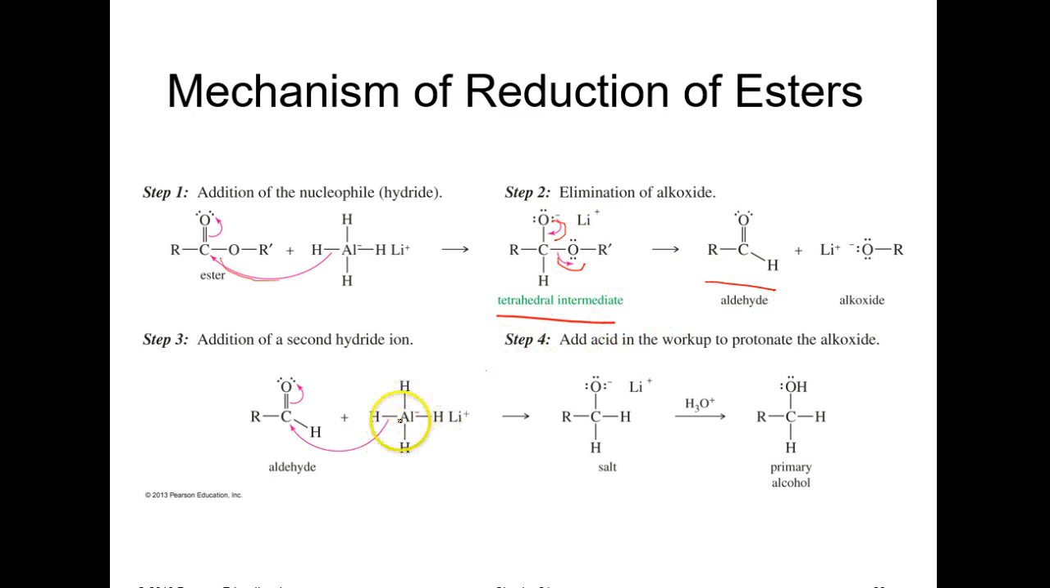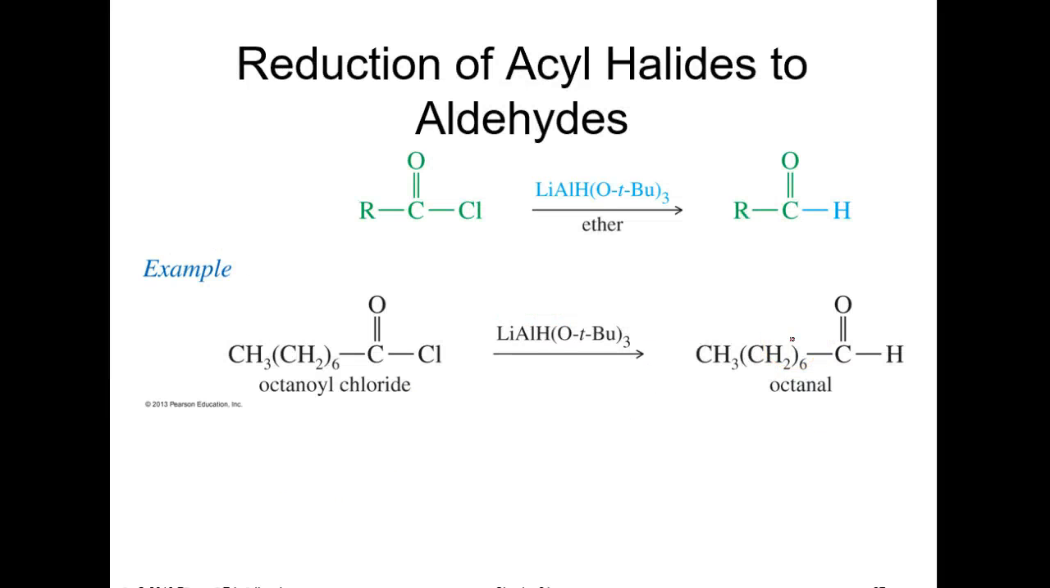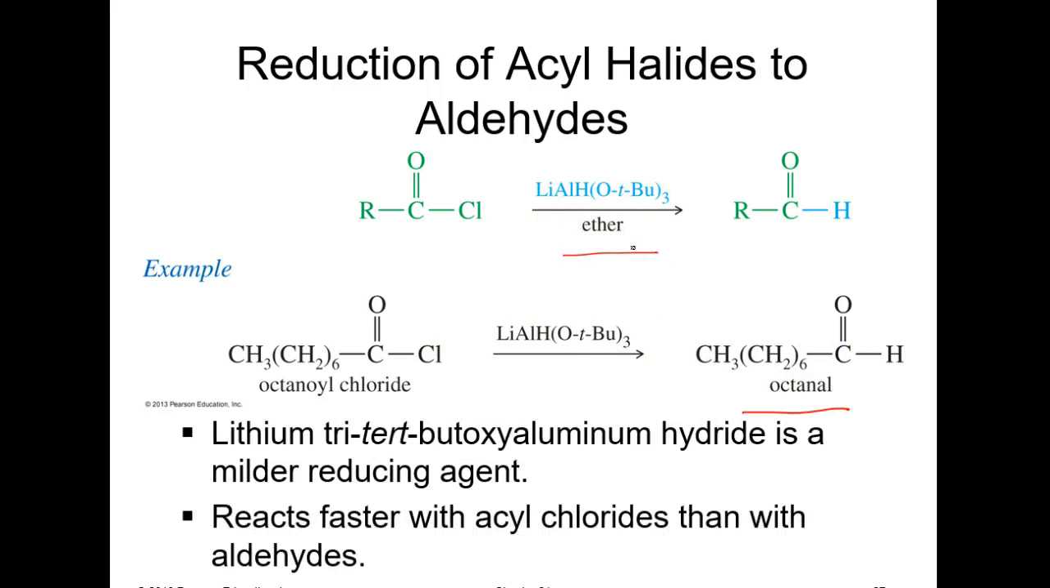Since you're LAH, though, LAH does not stop at the aldehyde. It keeps going. You now have a second hydride come in. This time you don't have a leaving group. It just stops there. You add acid and it protonates. Okay. Now, when you add weaker reducing agents, what actually happens is you stop at the aldehyde. Well, why do you stop at the aldehyde with these weaker reducing agents? Well, I'm going to show you.